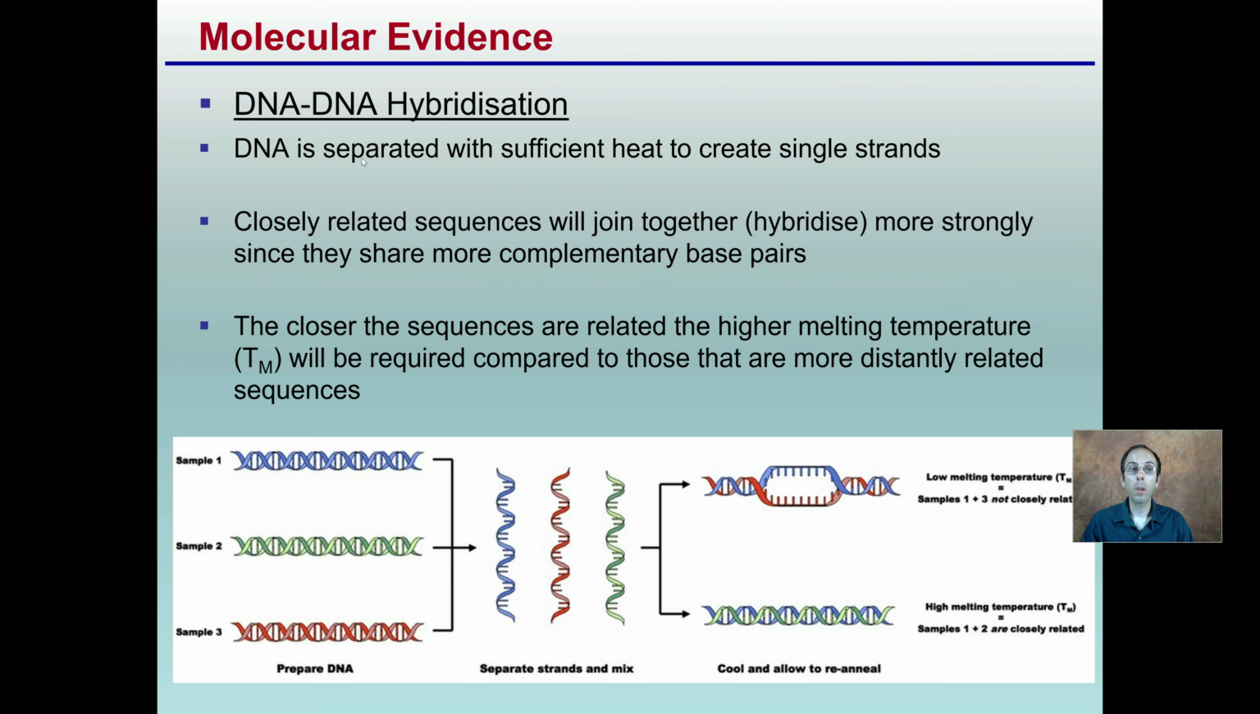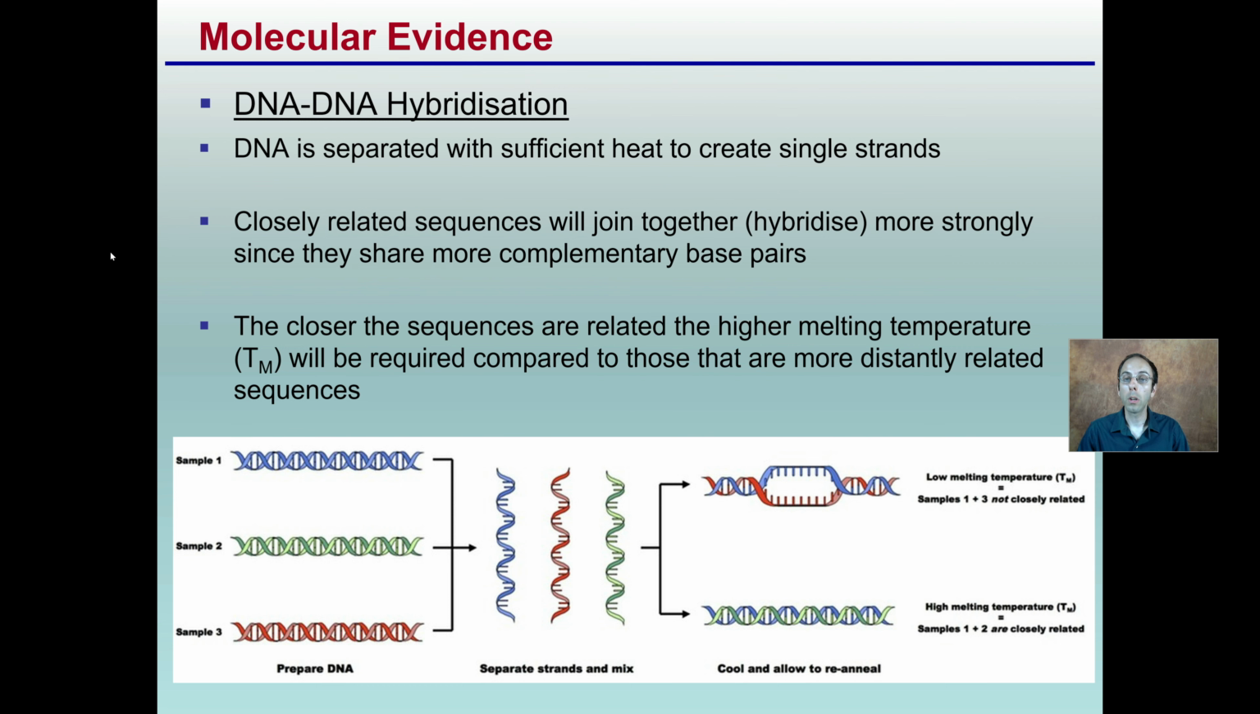Now, molecular evidence: we have what's called DNA hybridization, where DNA is separated with sufficient heat to create single strands. These closely related sequences will then join together, or what we call hybridize. They'll stick together more strongly since there are more complementary bases.